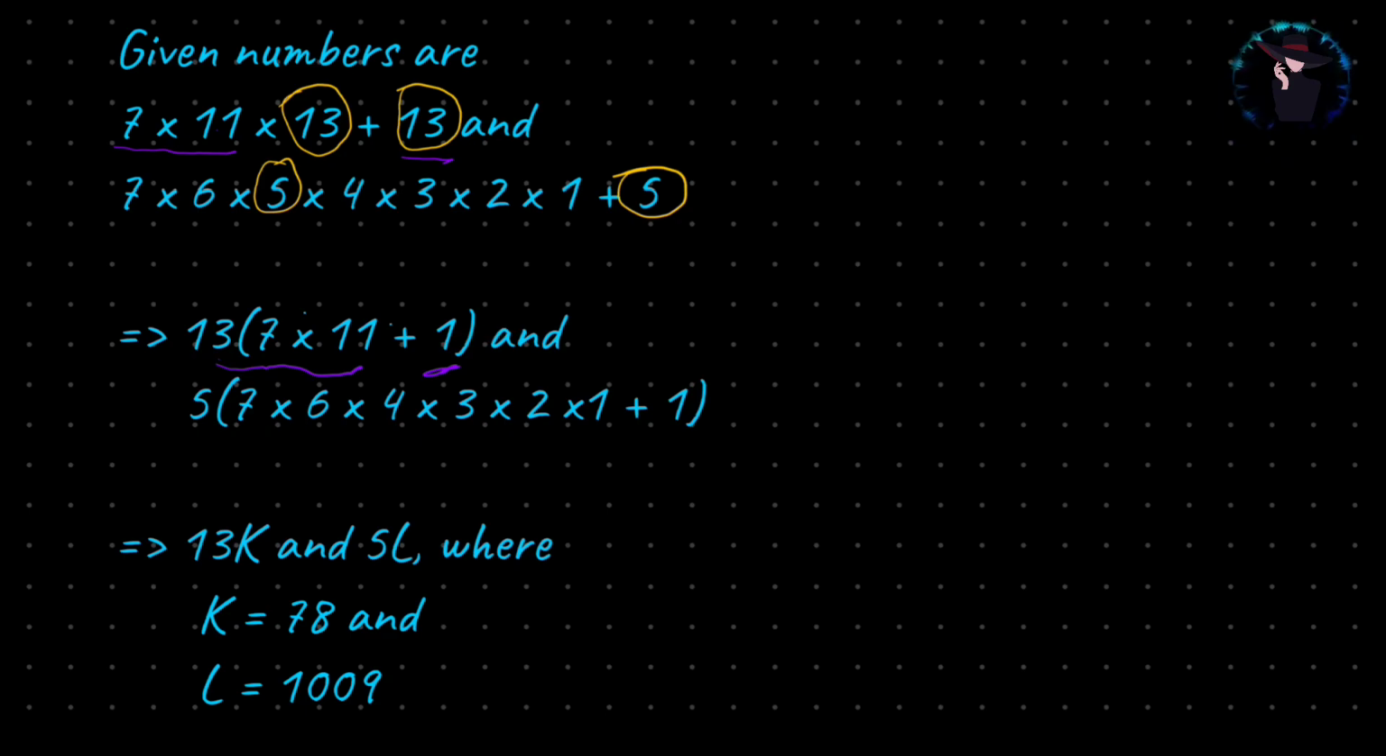Let's sum it up. So what will we get? Let's consider the whole of these as k and the whole of these as L. Just suppose. So if this is whole k, then it can be 13k. If this is whole L, then it can be 5L, right? So the value of k is 78 and the value of L is the product of all this plus 1.